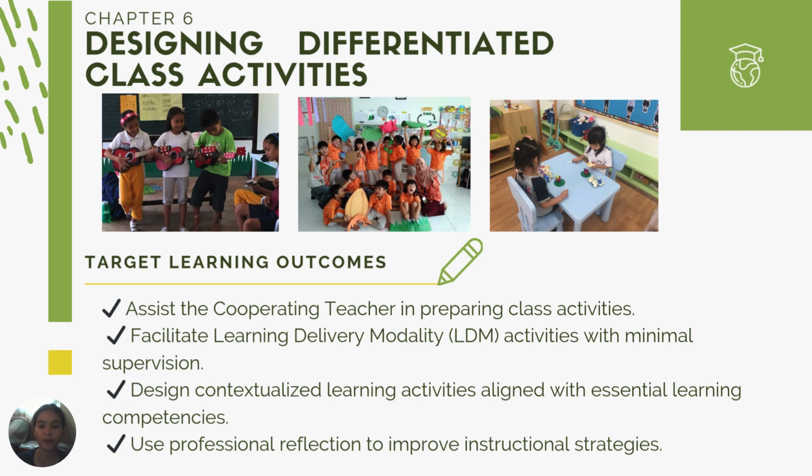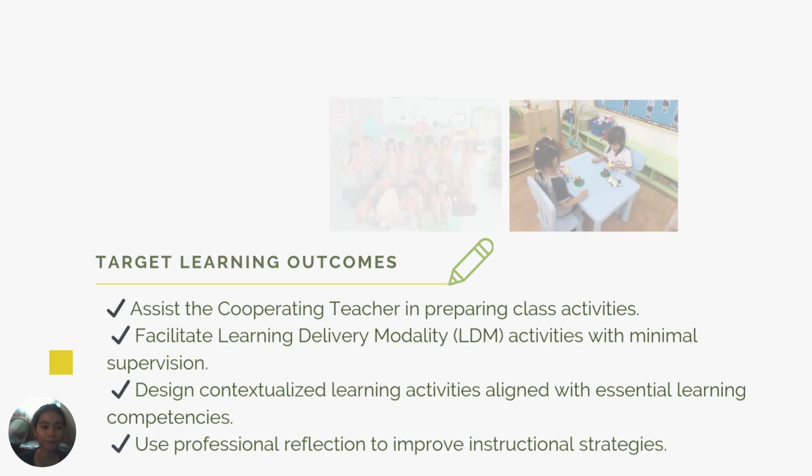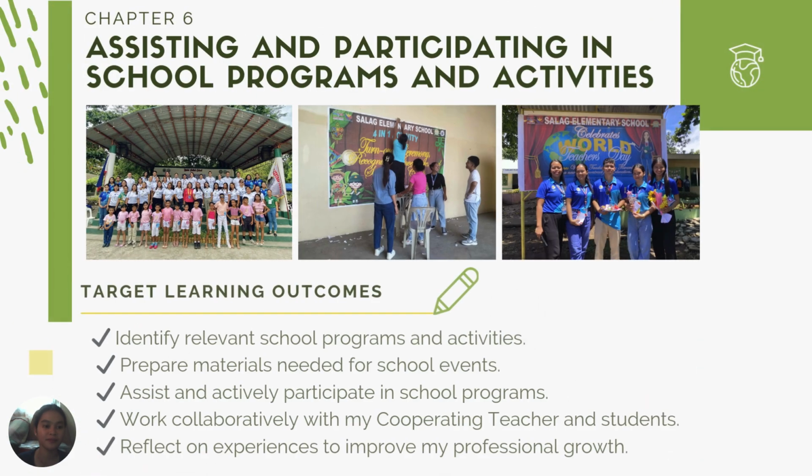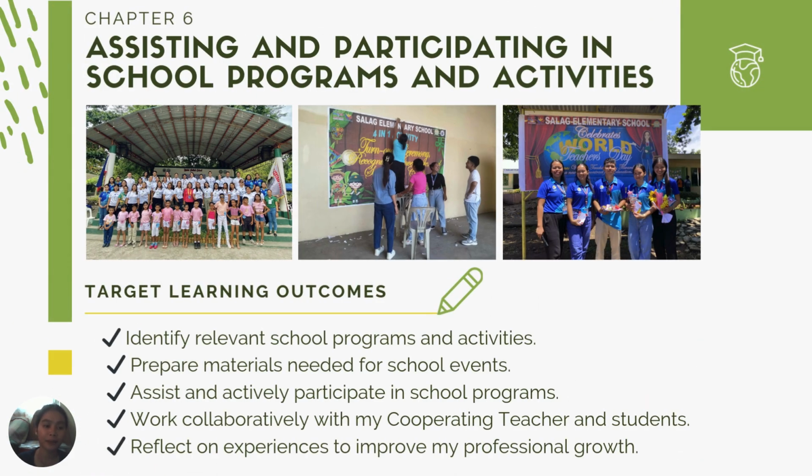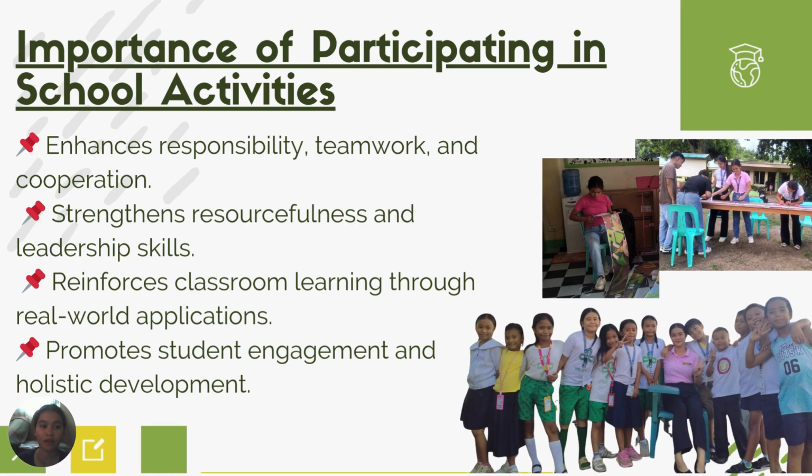Okay, now we will move on to chapter 6. Chapter 6, assisting and participating in school programs and activities. So these are the target learning outcomes you will achieve at the end of this session. Now we will proceed.